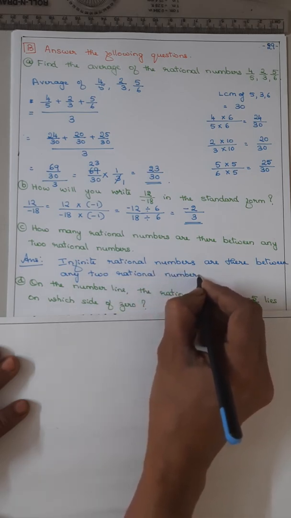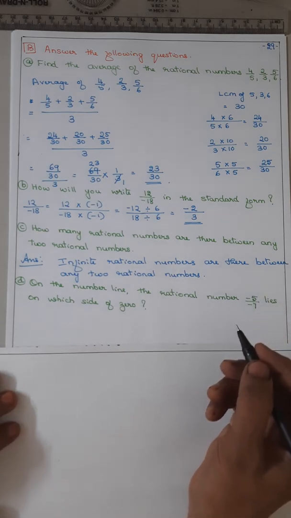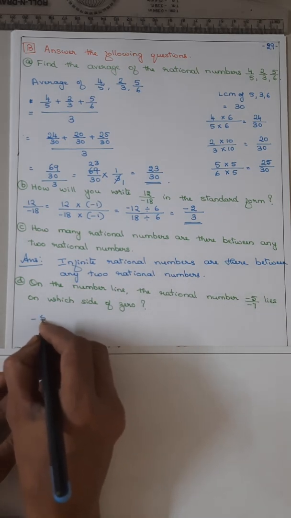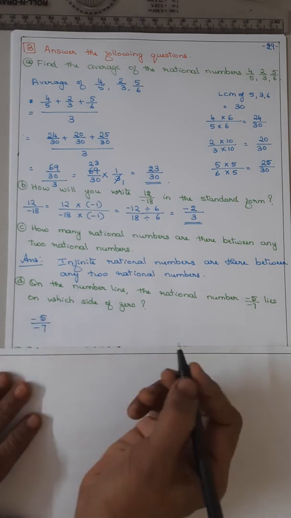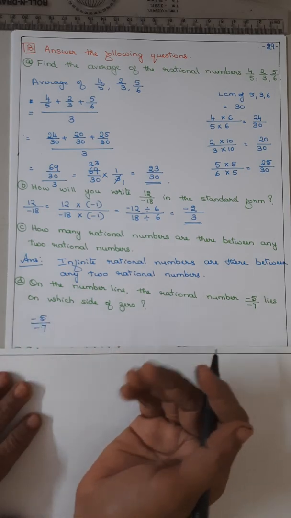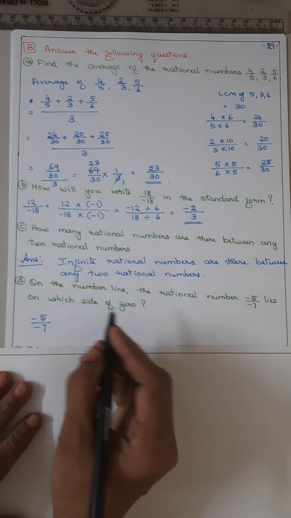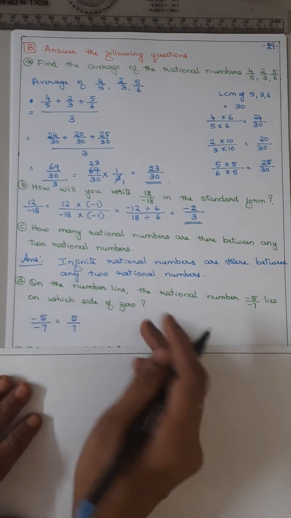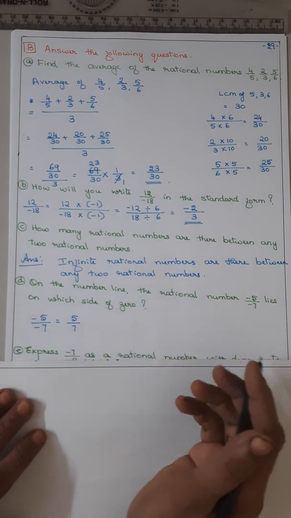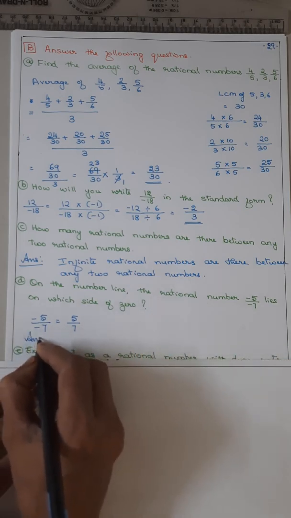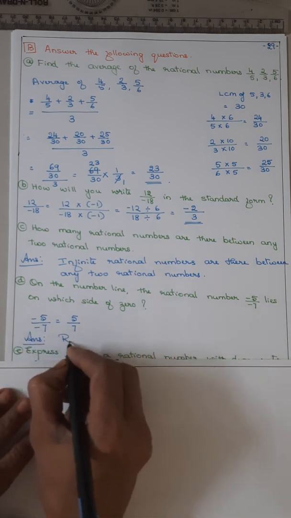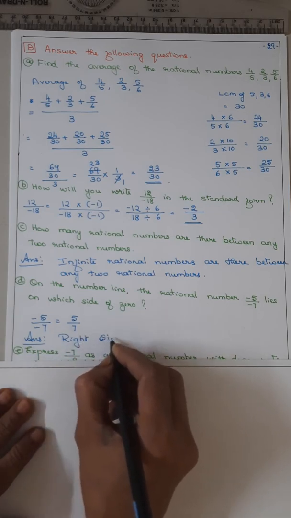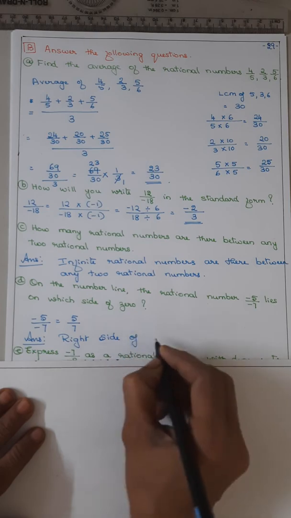Isn't it? It is unlimited, infinite. On the number line, minus 5 by minus 7 lies on which side? So minus 5 by minus 7 will be 5 by 7. It became positive. So on which side will it be? On the right side of 0.